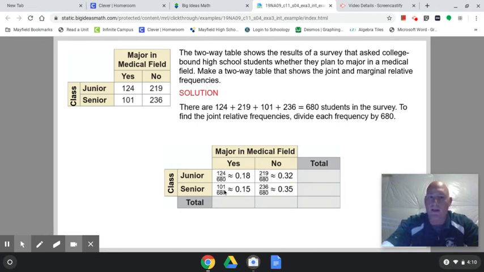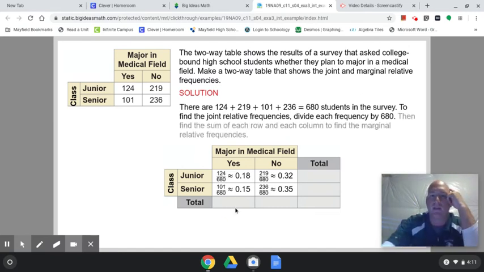Because these are all compared to the 680 total. It doesn't mean that 18% of the people... Because if you look, juniors, 18 and 32, well, that's not 100%. You're right, because it's not that 18% of the juniors said yes to medical. It's 18% of the total people were both juniors and said yes. So it gets a little complicated. Don't let it go beyond that.